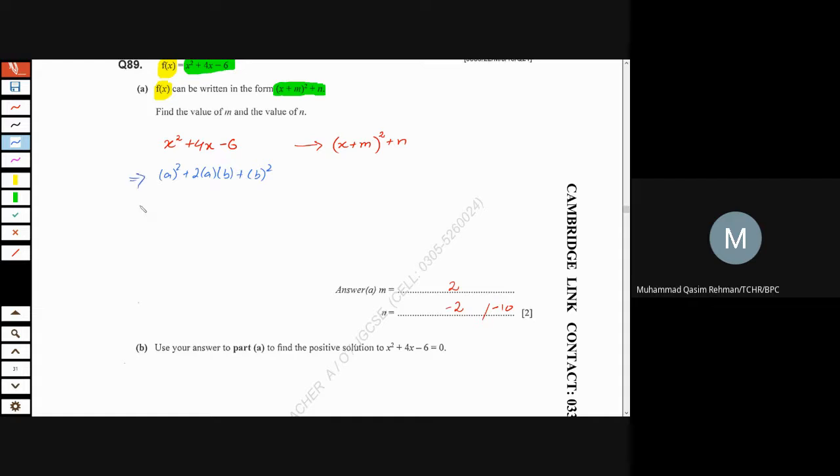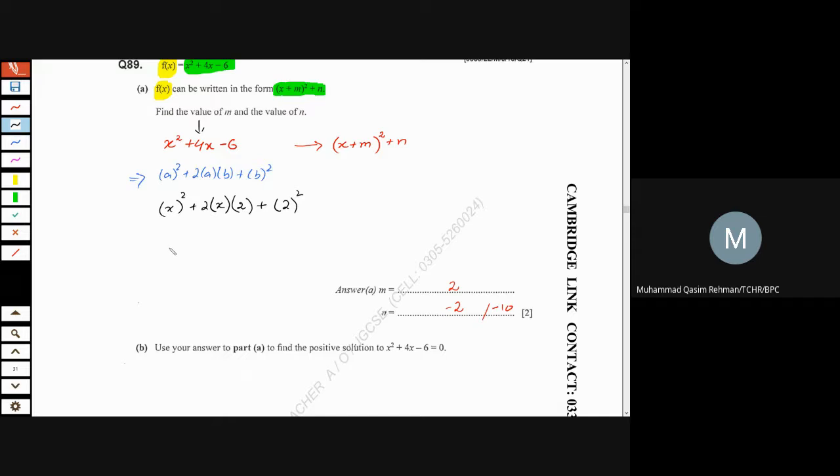Now I'll be transforming the given expression. The first one is x squared, so definitely I can rewrite that as x whole square, which is the same as a square, plus 2 times a, and then for the b, the b should be 2, because 2 times 2 would give me 4. So b has to be 2, plus 2 whole square.